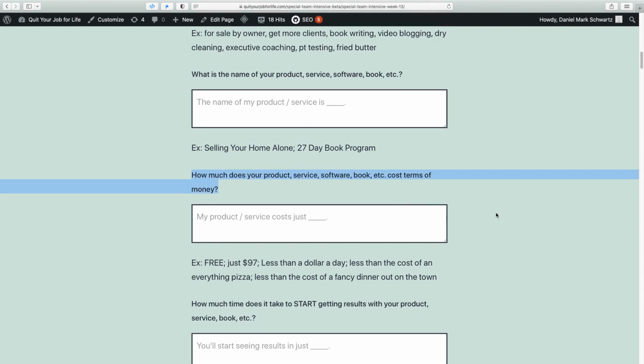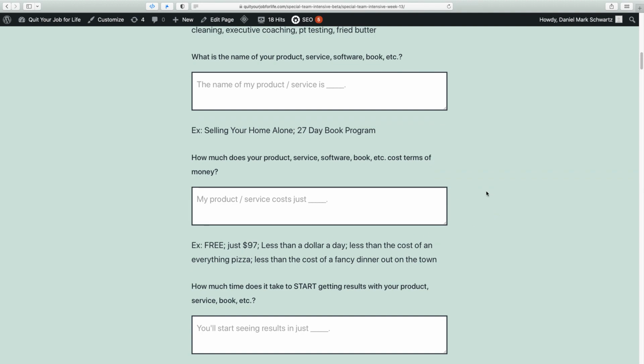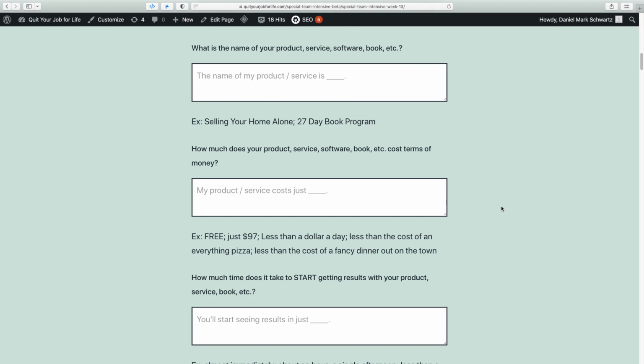How much does your product, service, book, etc. cost in terms of money? So it can be just the price, so $7 to $10, whatever you chose. Another good thing to put here is actually a comparative, so less than a cup of coffee, less than a breakfast out. Ideally, something that somebody in that market would be thinking of doing. So let's say you're pitching a course on how to hire people for your company, be more effective, say less than the cost of an hour's wages, right? Or less than the cost of one mistake, whatever the mistake is that they might make.